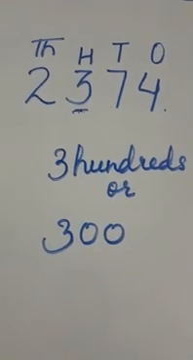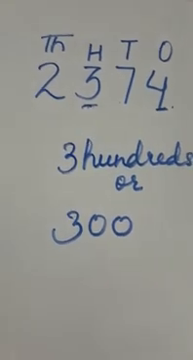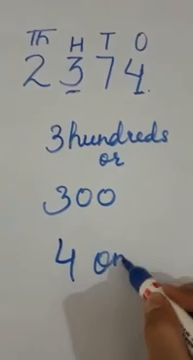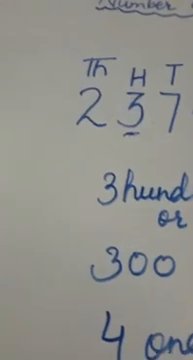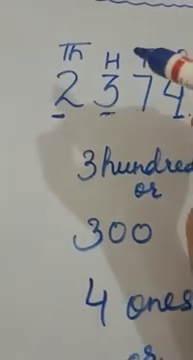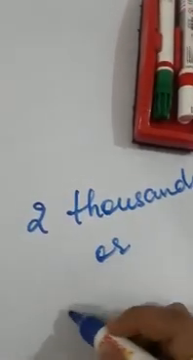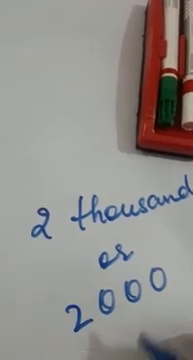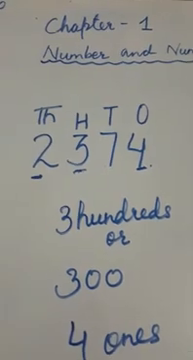Similarly, if someone asks you what is the place value of 4, it is 4 ones, or simply 4. Again, the place value of 2. Here, is the place value of 2 thousands? No, it is 2000, or in figures we can write it like this. So this was about how to read and write 4-digit numbers and about the place values.